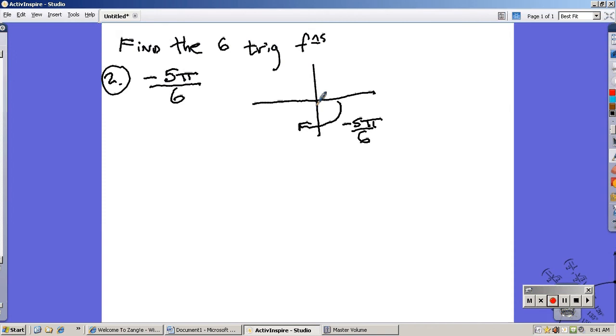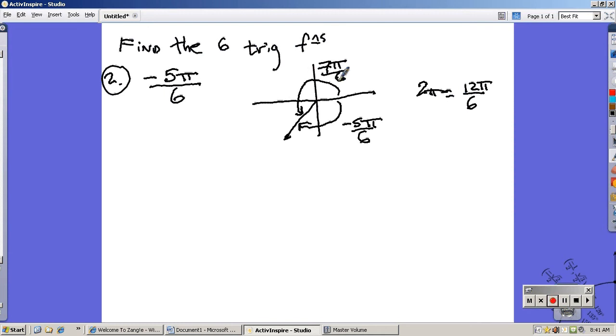If I think about that, this isn't necessarily drawn right, it's just in the right quadrant. I want to figure out what that is as a positive rotation, just to help me out. A full rotation is 2 pi, which, if you turn that into sixths, is 12 pi over 6. So 12 pi over 6 minus 5 pi over 6 is going to be 7 pi over 6.